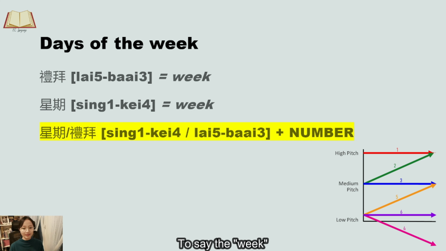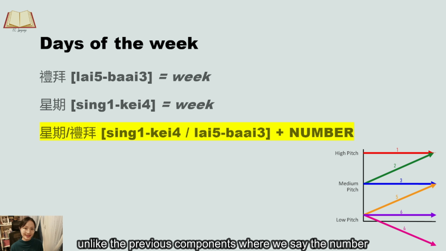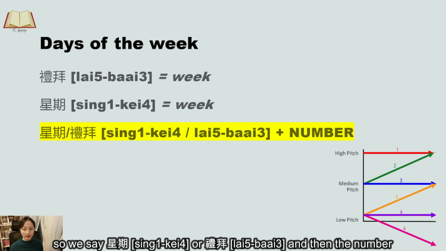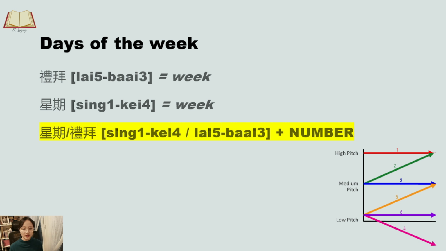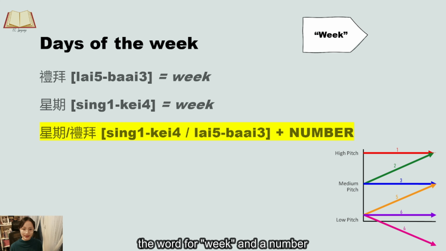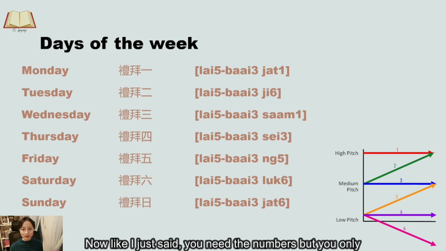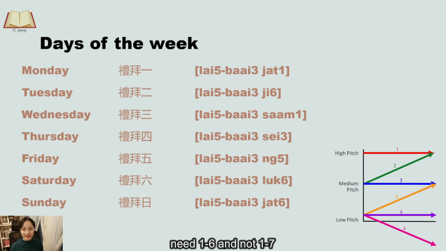To say the day of the week, we have to say the word 星期 or 禮拜 first, unlike the previous components where we say the number first. So we say 星期 or 禮拜 and then the number, the number of the day's position in the week. So basically, word for week and number. Now, let's go through the days of the week. Like I just said, you need the numbers, but you only need 1 to 6 and not 1 to 7. I'll explain why you don't need 7 in a bit.